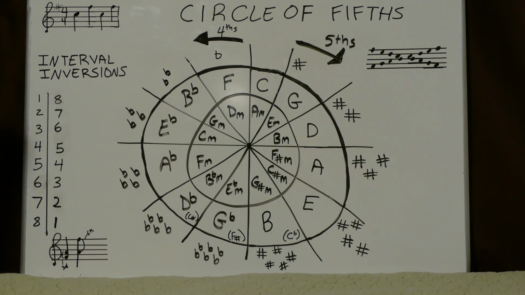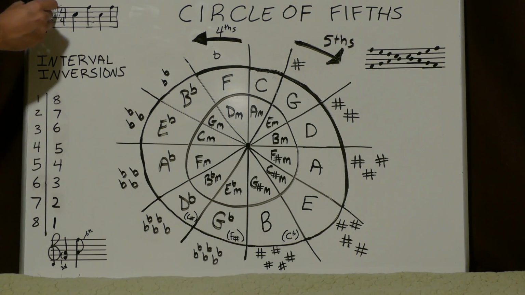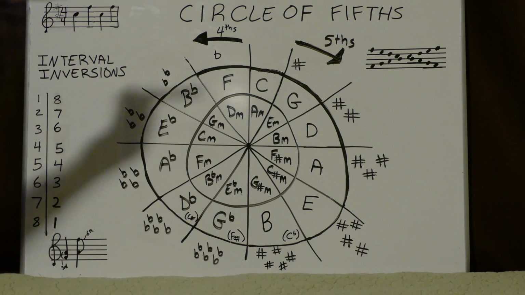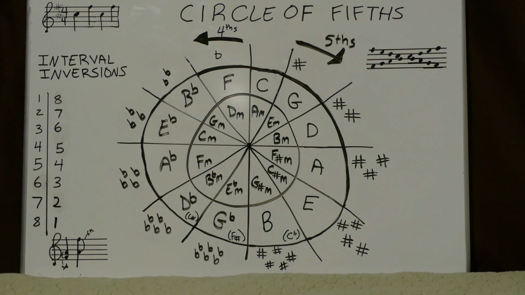Furthermore, if we were in D, which has two sharps, we add another sharp to the key, then this would be C sharp, F sharp, C sharp, F sharp.